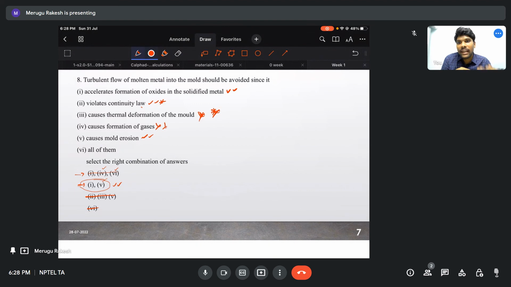It may attract the gases from the other side. Suppose I am using sand casting, it has very good permeability. So the outer atmosphere air can enter if there is any low pressure inside the casting. So it may attract the gases, but it will not release any gases. It will not lead to any formation of gases unless there is a chemical reaction going on in the liquid stage. So the turbulent flow will not cause any formation of gases. So that is a wrong option. The fifth option we have discussed, and the sixth option is completely wrong. So the correct option is 1 and 5.